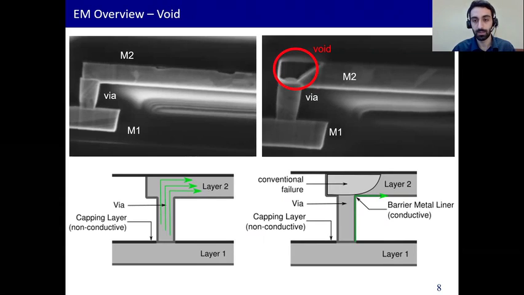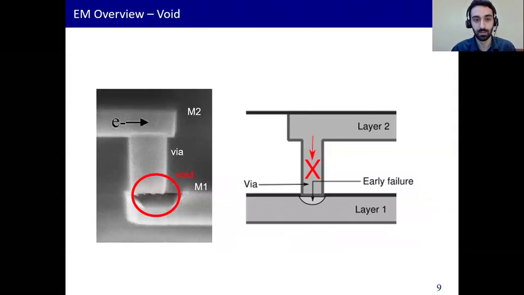In this example, it leaves little room for current to flow in the barrier metal liner, which is conductive but of much higher resistance. This is how voids degrade the conductivity of the power grid until it eventually can no longer deliver acceptable voltage levels, and eventually the grid fails and the chip fails. In more severe cases, the void can completely disconnect the via or the junction, leading to an open circuit and hence an early failure of the chip.